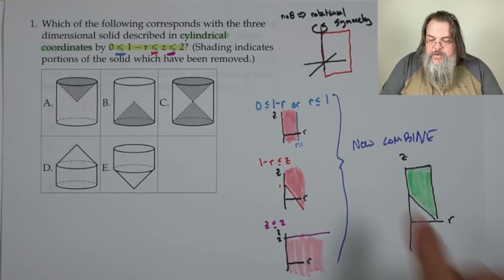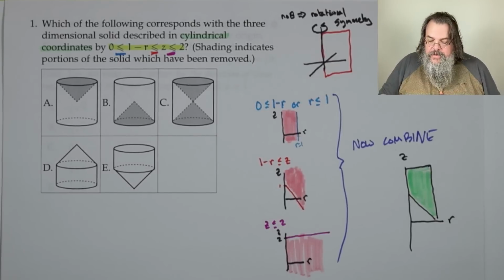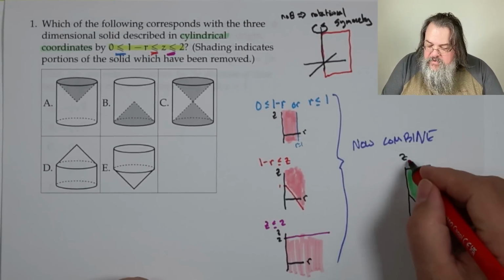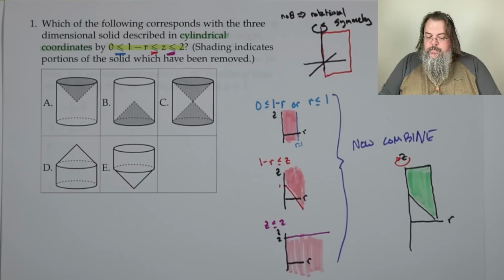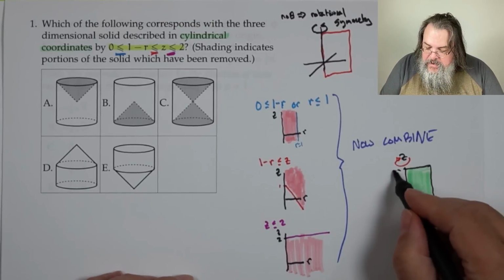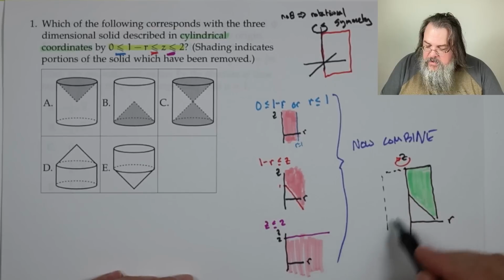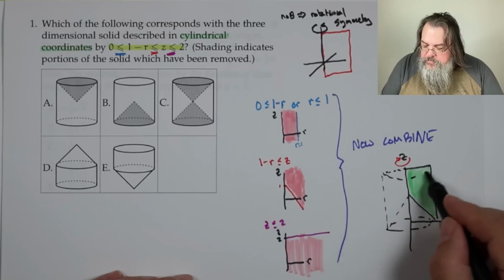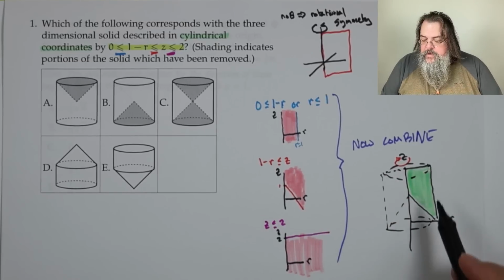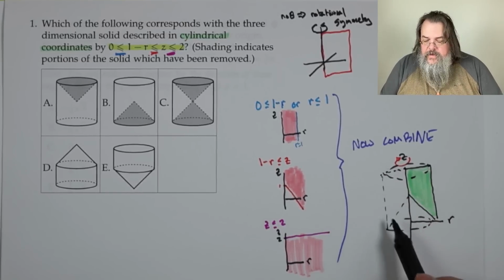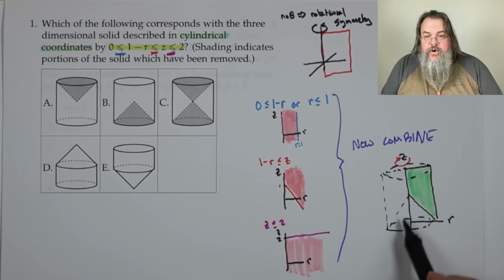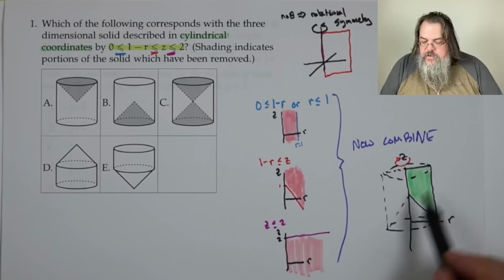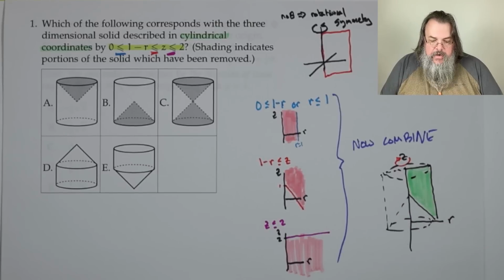Now remember, what do we do? We spin. And so spin this around. And what shape are we going to see emerge? Well, we're going to see the following. What do we get? Well, it looks like a cylinder, but we take out this cone at the bottom. So we're looking for a cylinder with a cone removed at the bottom.